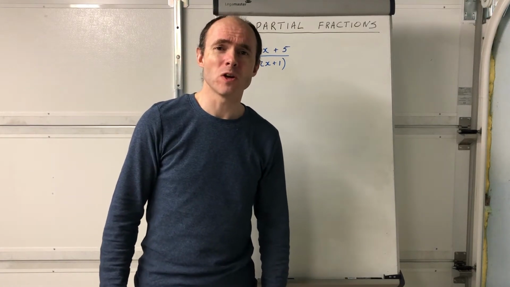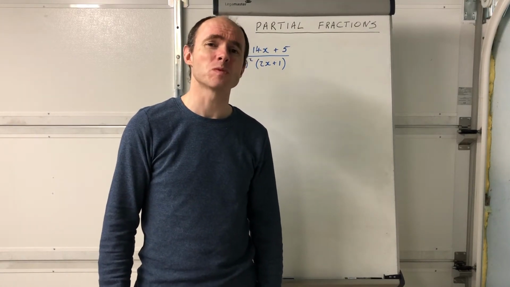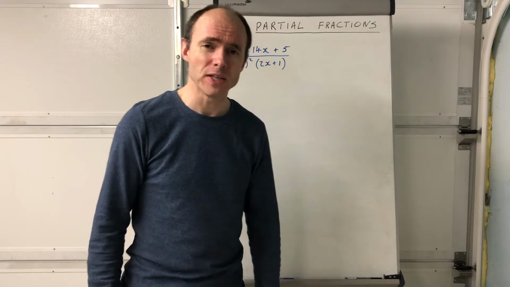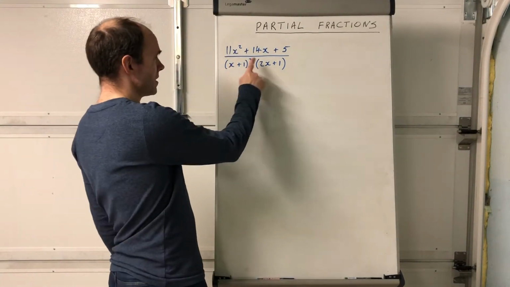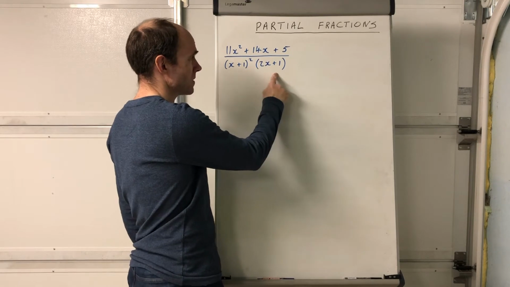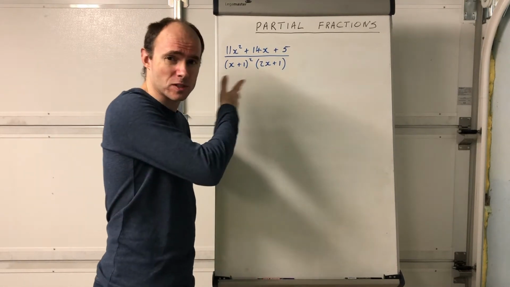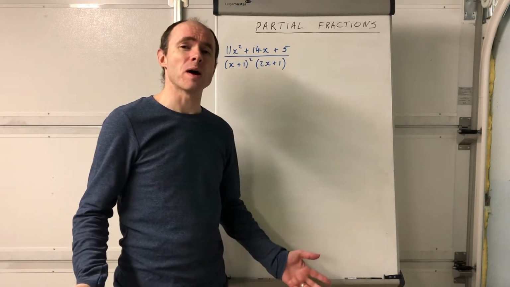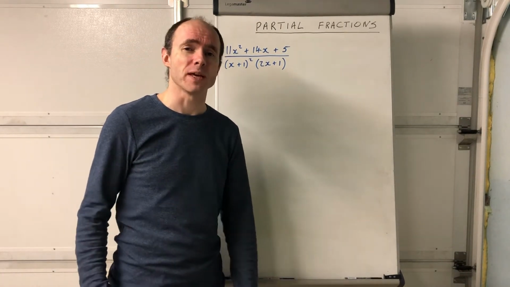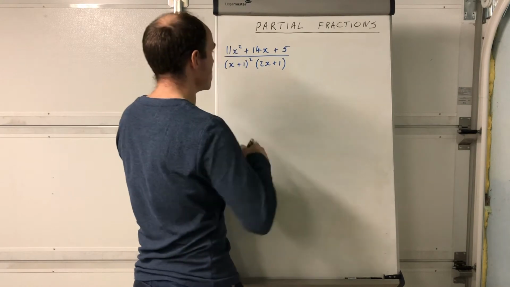Okay, in this video I'm looking at partial fractions again, but what happens when you've got a repeated factor in the denominator. So if you look at this, you've got (x + 1)² times (2x + 1). So the repeated factor there is x + 1, because it's squared. Now, just take a moment to think about what form you think the partial fractions will take.